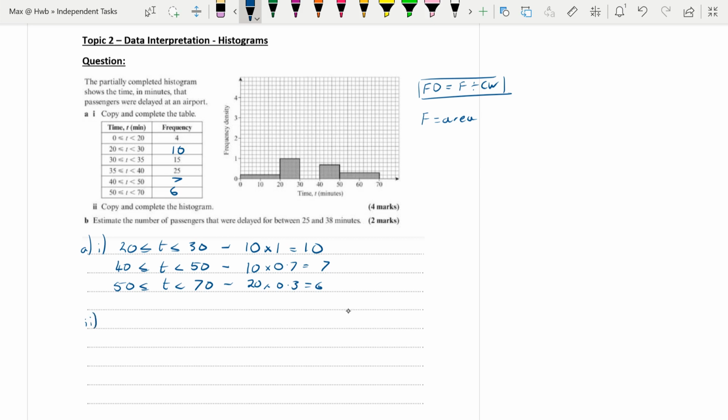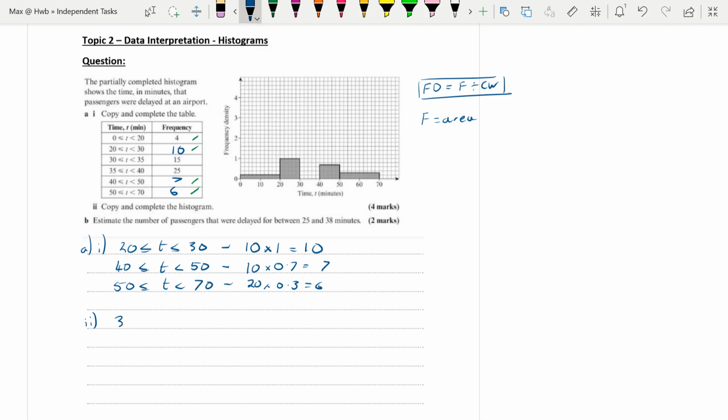The next one, I need to copy and complete the histogram, okay? Now, let's think about what sections I've got. I'm going to tick them off. I've got the first one plotted. I've got the second one plotted. I don't have this one. I don't have the next one, but I've got the last two. Okay, so I need to replot these two middle ones by here.